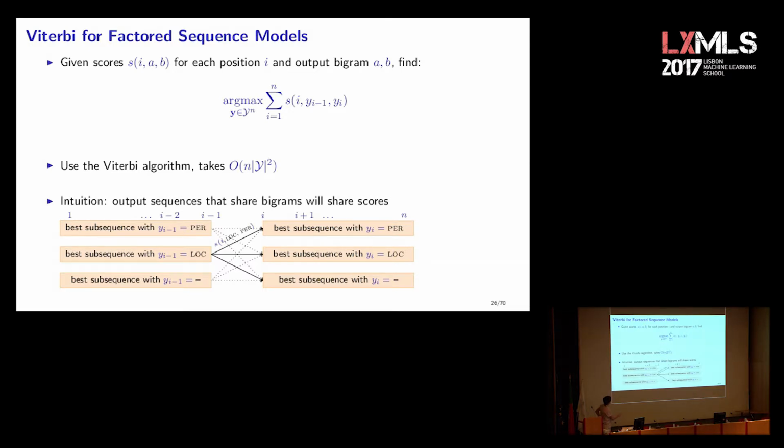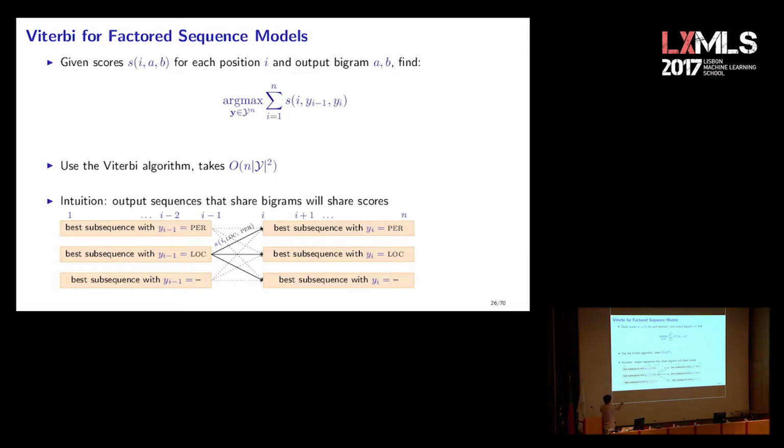So I'm solving this problem. Effectively, connecting with your question, these scores at every bigram position could be given by anything. So the Viterbi algorithm applies whenever you want to solve this problem. I don't care where these things come from. So why does Viterbi work? Well, one sequence has all these scores and we sum them. The intuition is that output sequences that share bigrams also share scores.